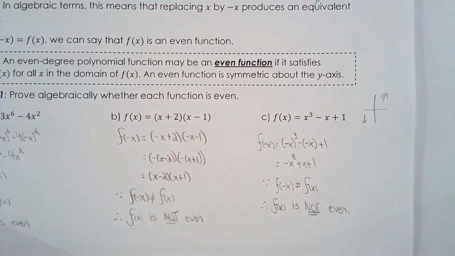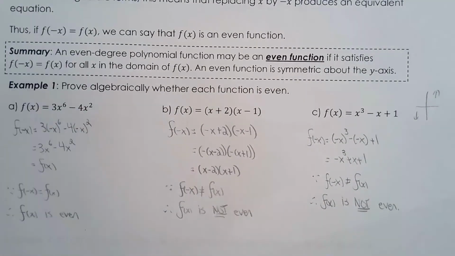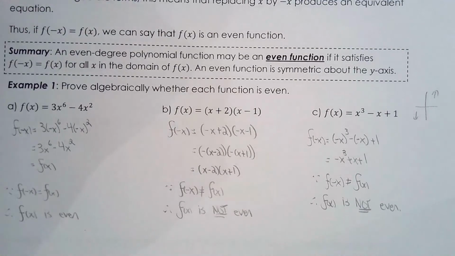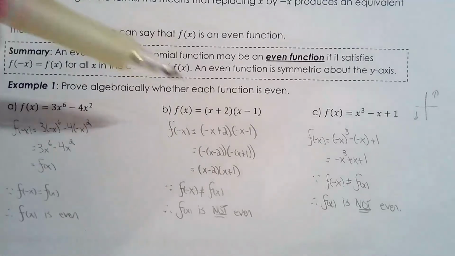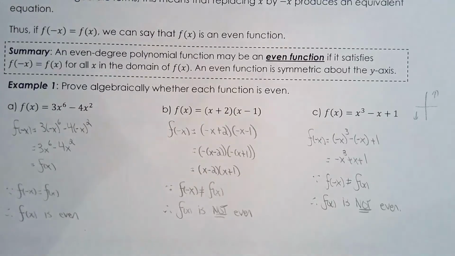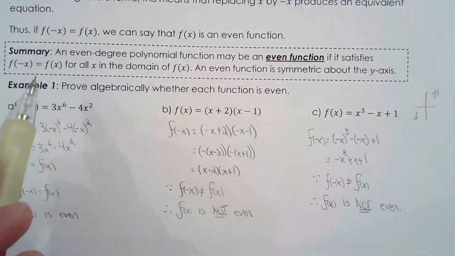Okay. Now, back to the point I was trying to make in the beginning of the lesson. Like I said, in this unit, we're focusing on polynomial functions. So all the examples are polynomials, polynomials, polynomials. But to be honest with you, there are many functions which are not polynomial and are even functions. Because all it takes to be an even function is any function that has line symmetry with the y-axis, or f of negative x equals f of x.